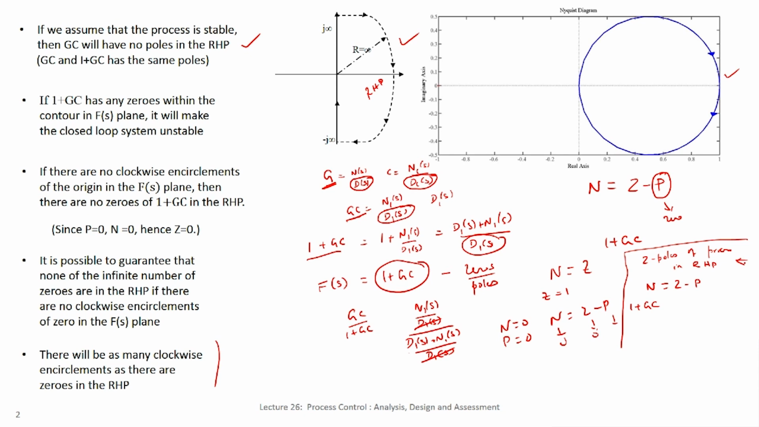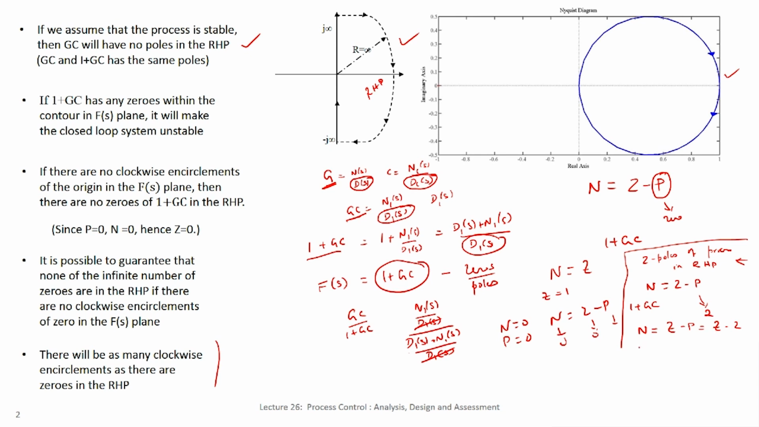Okay. So, when I do this infinite contour, for stable systems I put P equal to 0, for unstable systems I have to put P equal to as many poles in the RHP as there are in your process transfer function, open loop process transfer function. So, if I know that there are 2 poles in the RHP, then P is 2. So, I have N equal to Z minus P, which is Z minus 2. Now, if the system is stable, then what will happen is Z has to be 0, that means I have to see 2 anti-clockwise or counterclockwise encirclements around the origin.